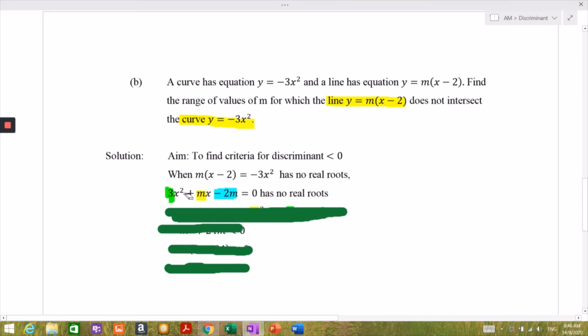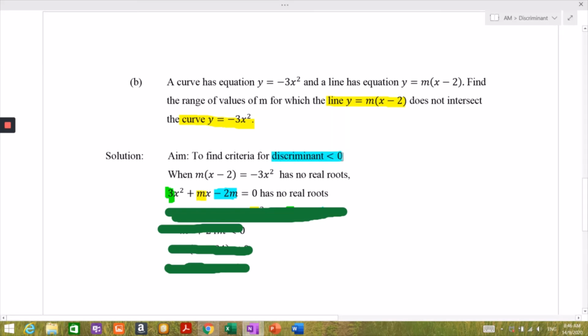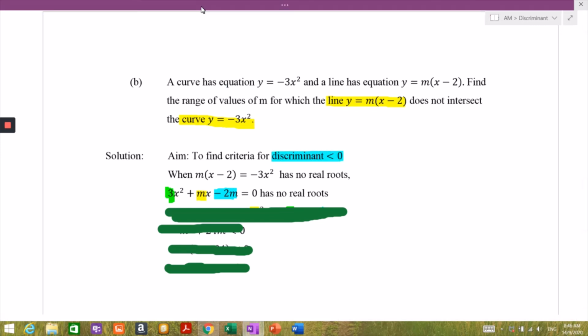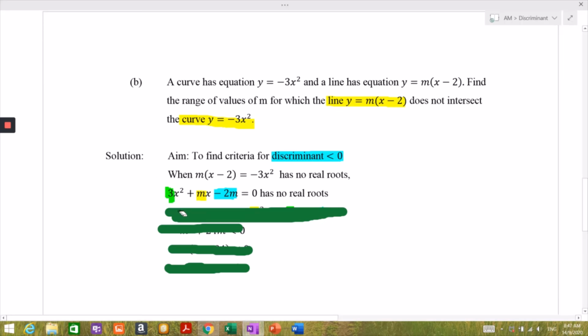With that, you can get a quadratic equation in terms of x. Just shift everything to one side so that you have 0 on the right hand side. This is where we link it back to the discriminant, because for this quadratic equation to have no real roots, the discriminant here must be less than 0. If you look at the terms, they are highlighted in different colors. Your a is 3, your b is m, your c is negative 2m. With that, you can get the quadratic discriminant over here, and you want it to be less than 0. That's the criterion for no real roots.